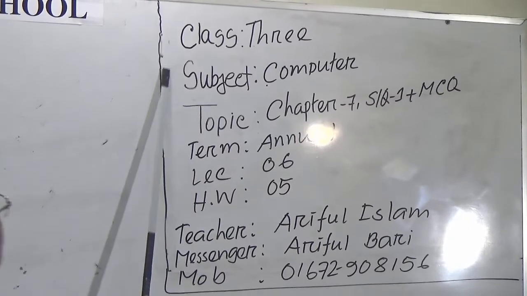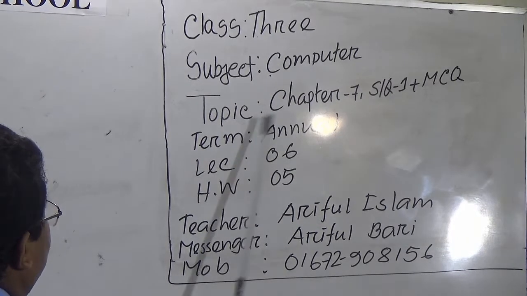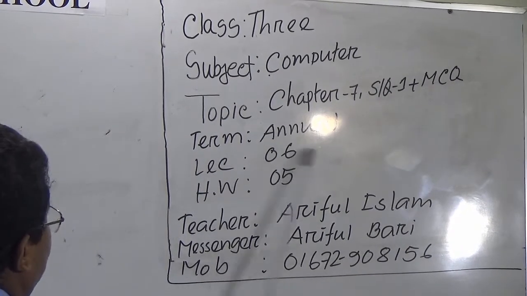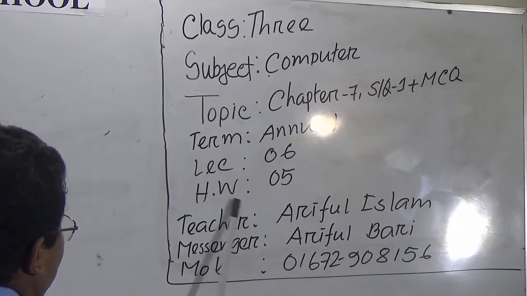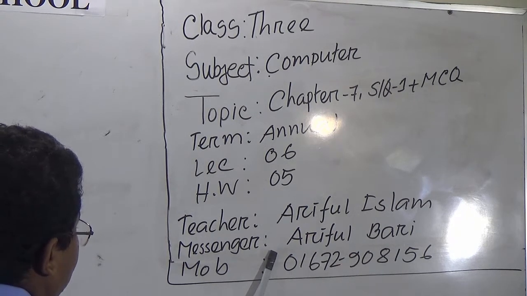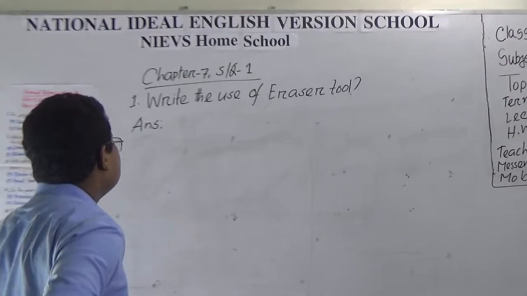First, let's see class 3. You are in class 3, subject computer, topic Chapter 7, short question 1 plus MCQ. Term manual, lecture 6, SW will be 5, teacher Ariful Islam, messenger Ariful Bari, and mobile number. This is my mobile number. So my dear students, let's start the class.